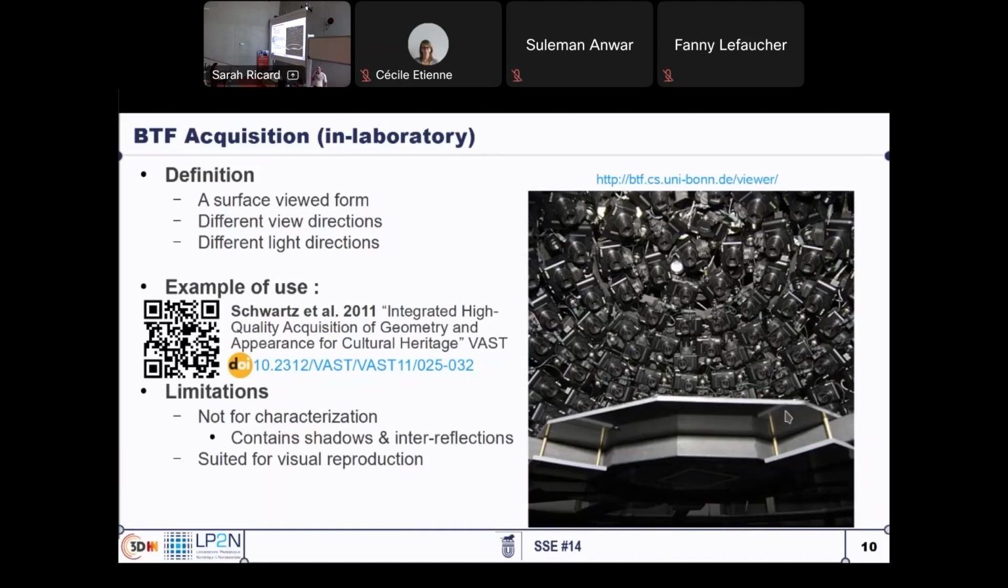But there is some limitation for the BTF. BTF is not good for characterizing the appearance of the object because it's a surface, but also, all the shadows, all the anti-reflection, and so on. And so it's suited for the visual reproduction, visual restitution, but not for the visual analysis of an object.